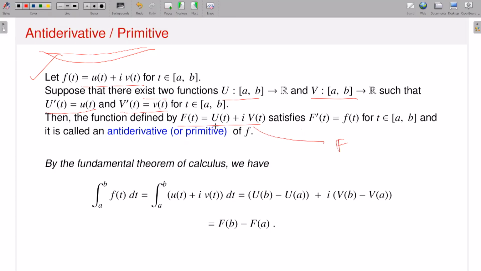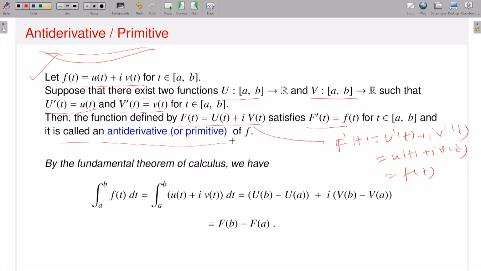since capital U and capital V are differentiable, capital F is differentiable, one can prove that. And capital F prime of t is nothing but U prime of t plus i V prime of t. But what are U prime of t and V prime of t? These are u(t) and v(t), so this is u(t) plus i v(t). And what is that? It is nothing but f(t). So therefore F satisfies this equation, and it is called the antiderivative or primitive of f.